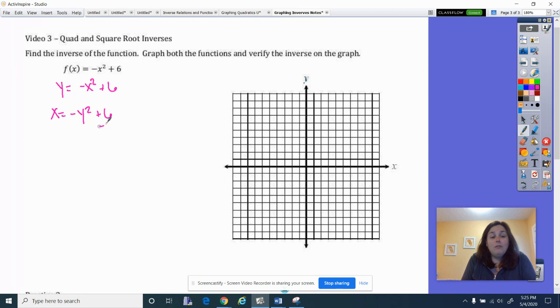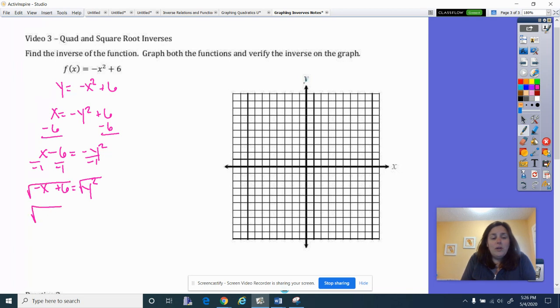We need to solve for y, so I'm going to subtract 6 from both sides, so I have x minus 6 equals negative y squared. I have to get rid of this negative 1, so I'm going to divide everything here by negative 1, so I have negative x plus 6 equals y squared. And how do we undo a square? With a square root, so I take the square root of both sides.